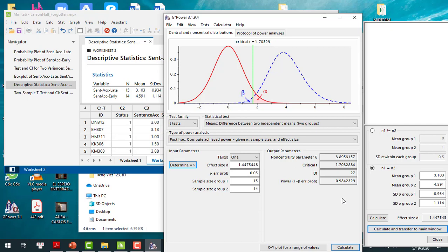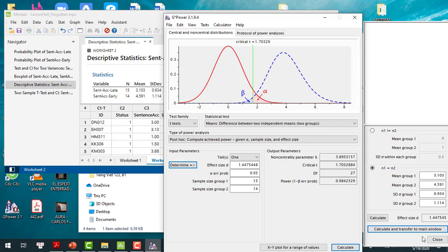So that means if we repeat the experiment, there's a 98% chance that we are going to find a significant difference. So this power is very high, and that was also reflected by the effect size that we saw here. We got a 1.4. Remember, anything higher than 1 means that we're going to have a considerable effect size and therefore a high power.